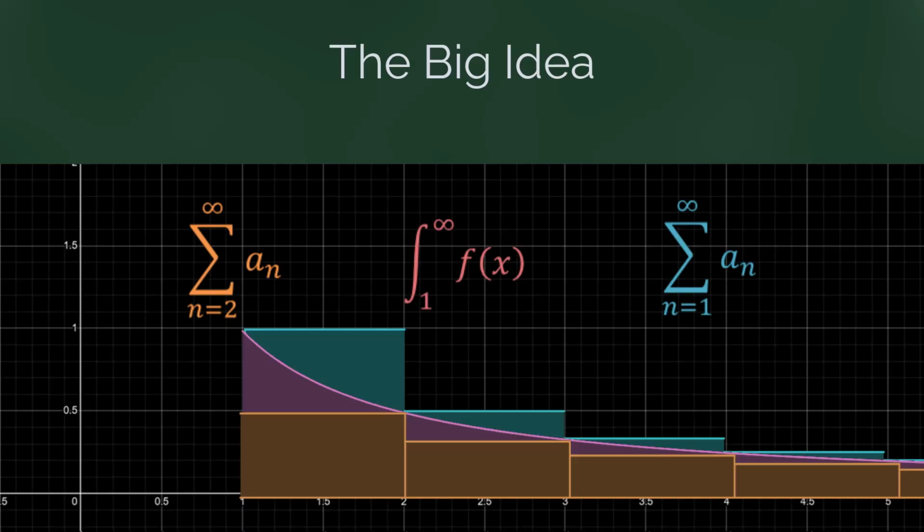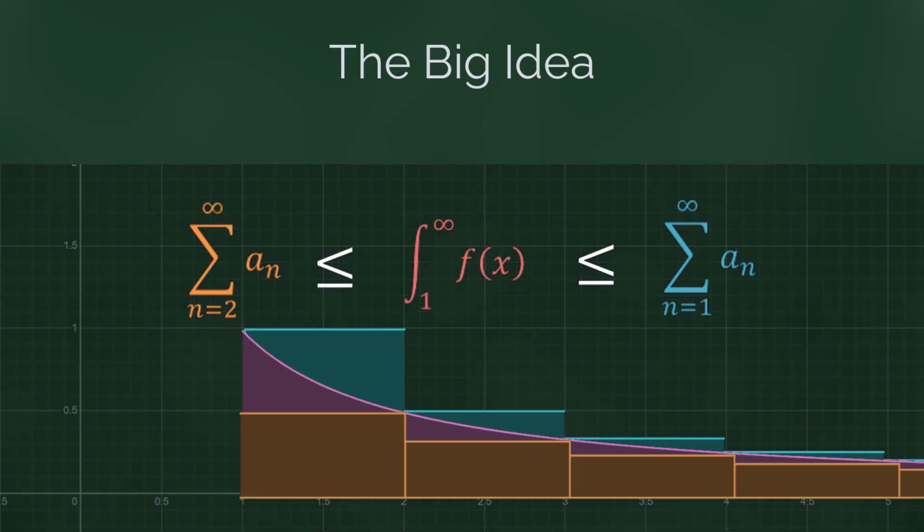It's easy to see here that we can draw some comparisons between these three quantities. We can see that the sum from n equals 2 to infinity of a sub n is less than or equal to the integral from 1 to infinity of f of x, which is then less than or equal to the sum from n equals 1 to infinity of a sub n. This string of inequalities allows us to draw some conclusions about the convergence of the series based on what we know about the convergence of the integral.